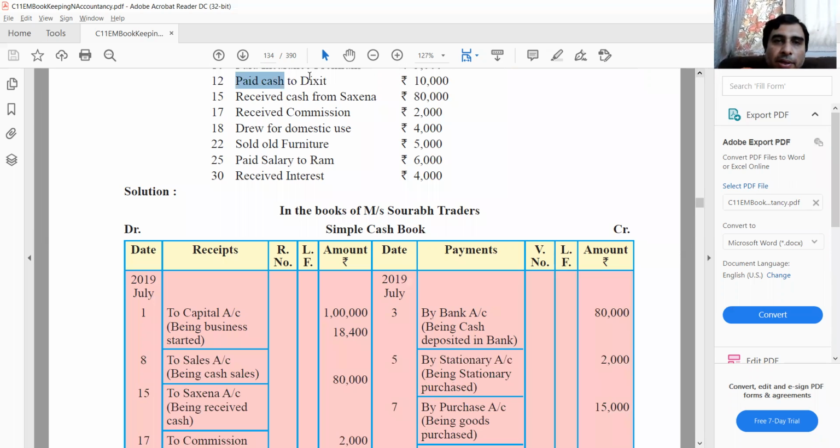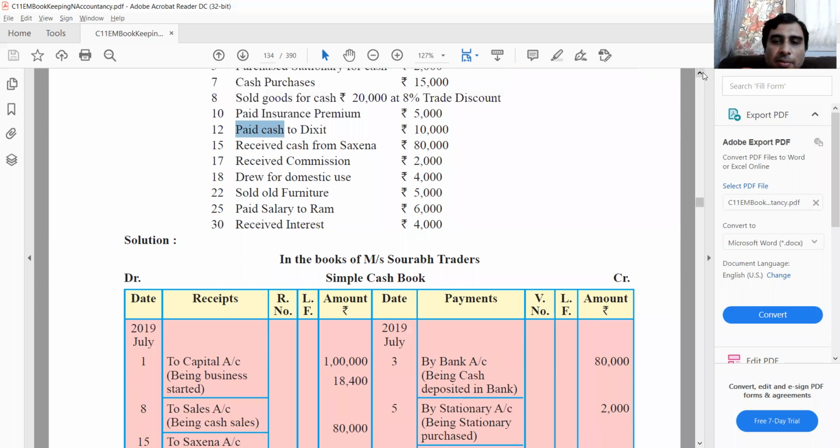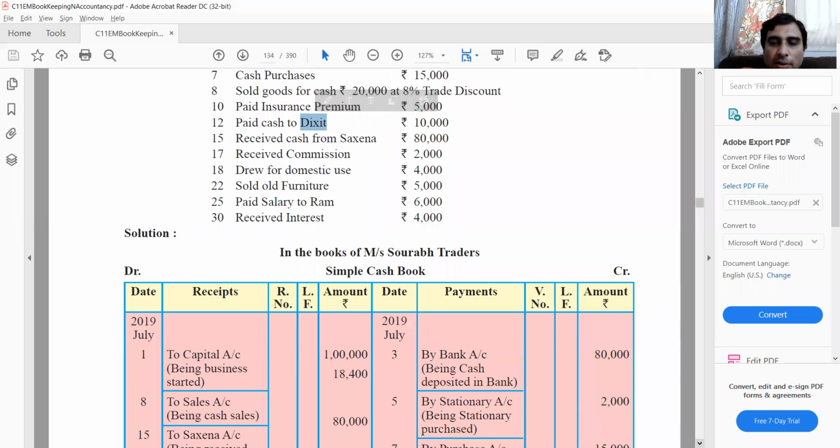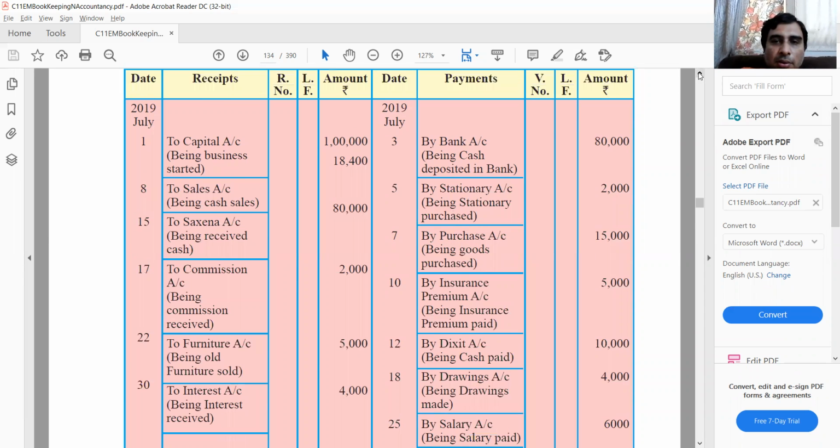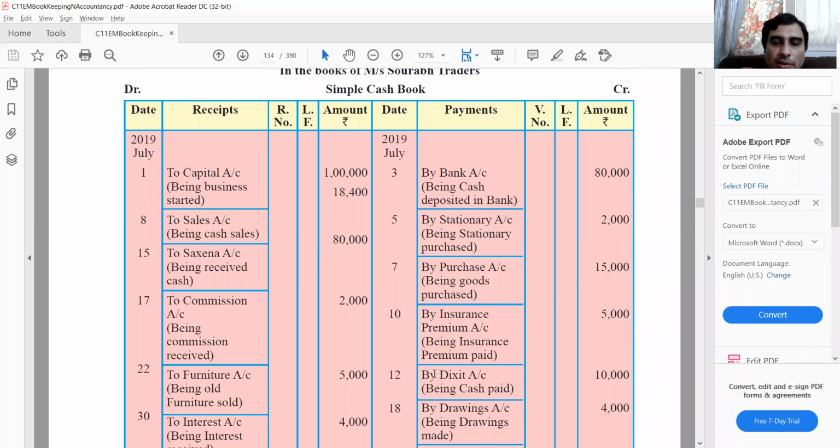Paid cash to Dikshit, so in his name will come. But when you purchase goods in cash, it will just come as purchase, not the name of the person. If they said cash purchase goods from Dikshit, then Dikshit's name won't come. It will come as purchases alone. When you paid cash to Dikshit, his personal account, the name of Dikshit will come. Let's just go down and see that. Here is the Dikshit account, right? 10,000 being cash paid to Dikshit.